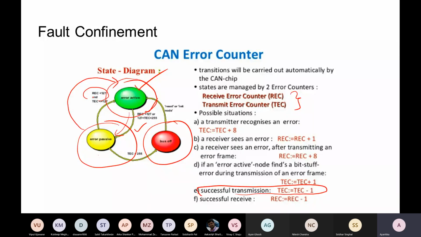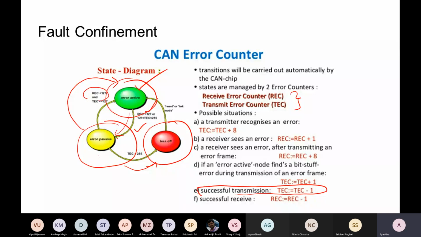But on the other hand, if that is not happening, if the error counter is still increased by other nodes, and this TEC is greater than 255, that is another threshold number, then this node will be in the bus off state. Bus off state means that the node will totally disconnect from the bus line for some time.